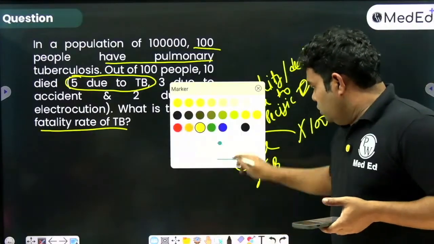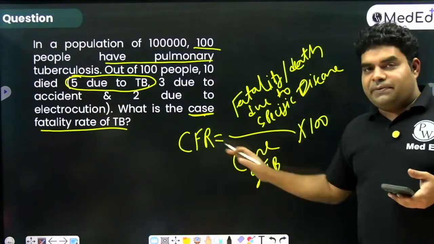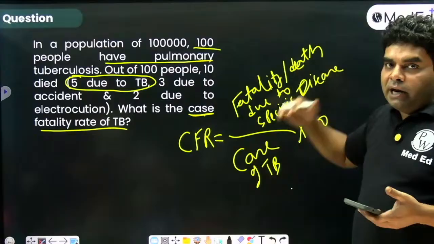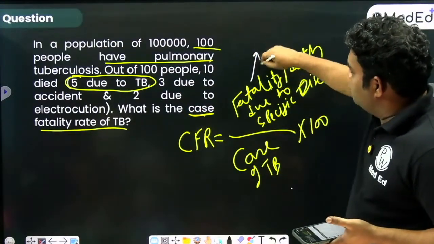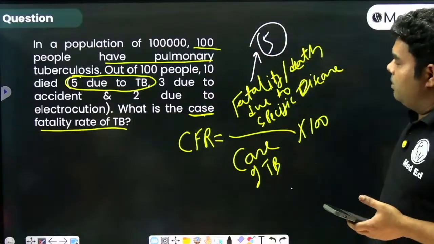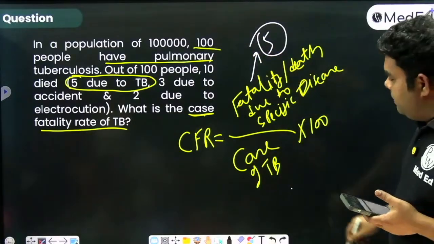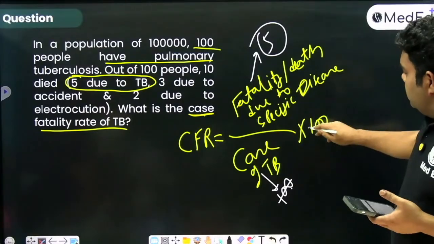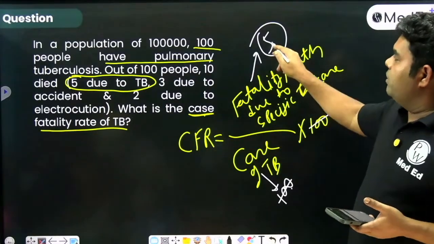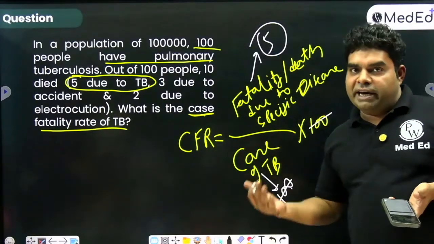Okay, तो इतना मुश्किल नहीं है याद करना. केस फैटालिटी, केस नीचे, फैटालिटी ऊपर. And in this case, in this story, how many died due to TB? 5 died due to TB. So we write 5 above. How many are the cases of TB? 100 were cases of TB. So 100 will cancel out, and finally case fatality rate will come out to be 5% or 5.